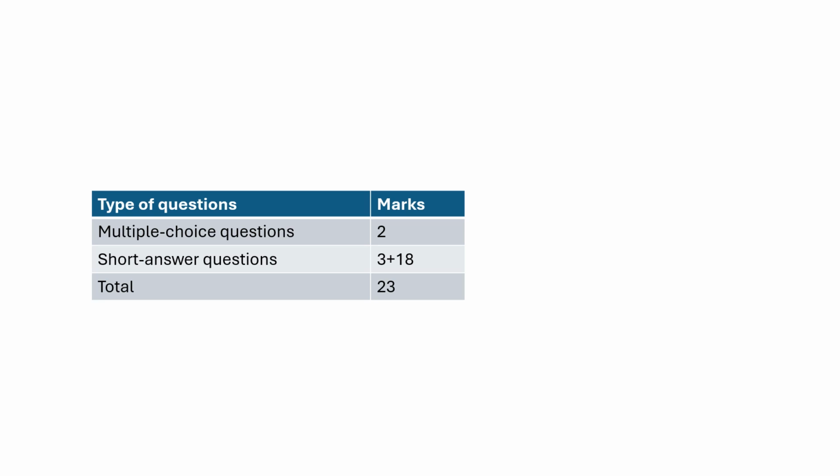In Newtonian mechanics, 2 multiple-choice questions are worth 2 marks, and 2 short-answer questions are worth 21 marks. The overall score for this section is 23 marks. With a total possible score of 130 points, the percentage for this section is 17.7% of the total score.